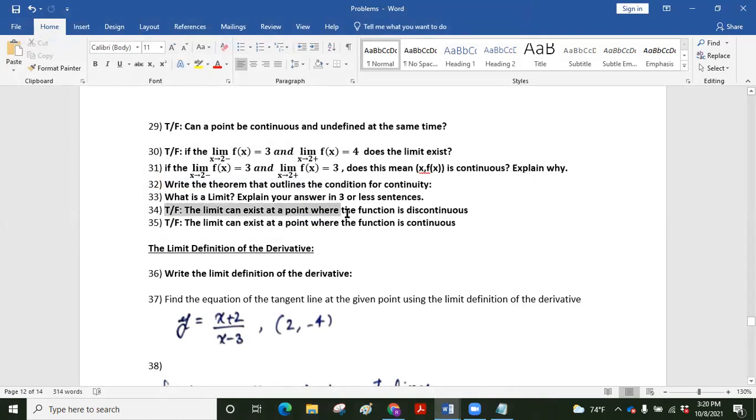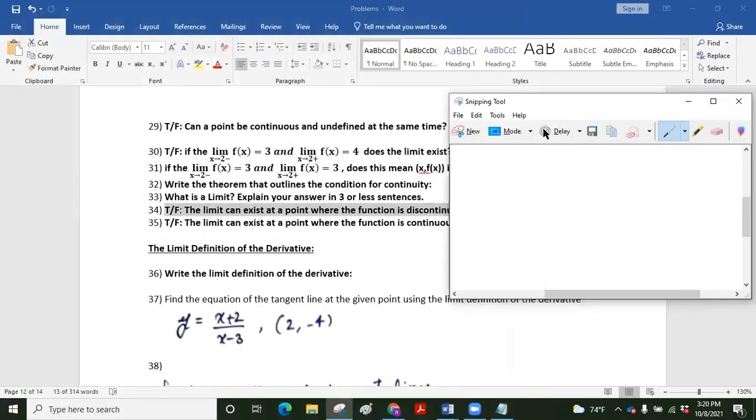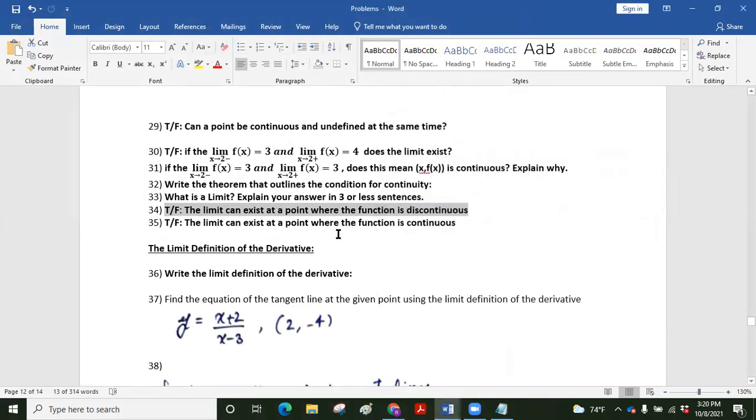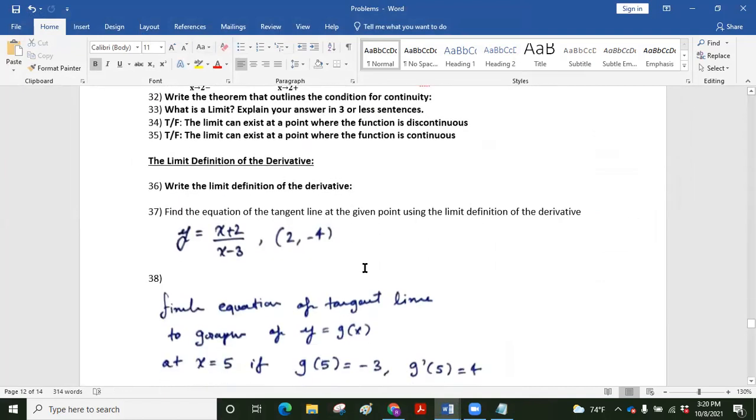This one says true or false: the limit can exist at a point where the function is discontinuous. That is true. If you remember, we said that if we had a value of a here, the limit can still exist at this point, even though it's not continuous there. So that's true. The limit can exist at a point where the function is continuous. That also is true. So both are true. The limit can exist at a point where it's discontinuous and continuous. Both cases are true.